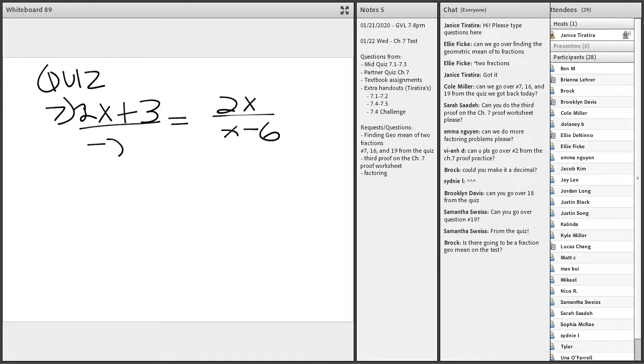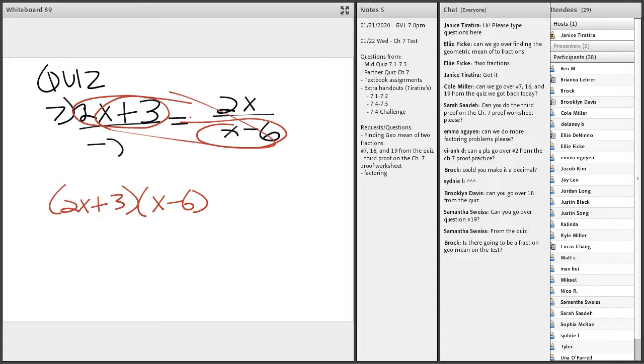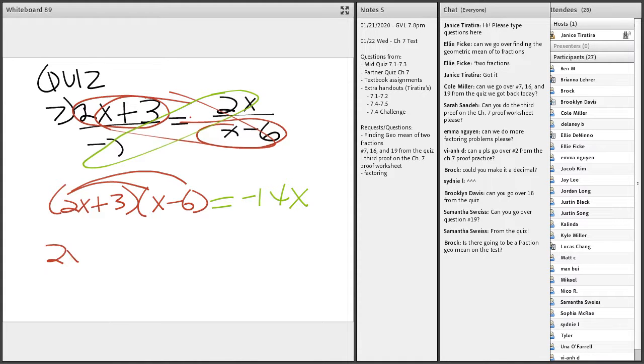Okay, step 1, we cross multiply. So we multiply 2/3 times x minus 6. So 2x plus 3 times x minus 6. You multiply the cross product, and then equals the other cross product. That one is just negative 14x. So now we're going to distribute the two binomials. So this is 2x squared, negative 12x, and then positive 3x, and minus 18, then equals negative 14x.